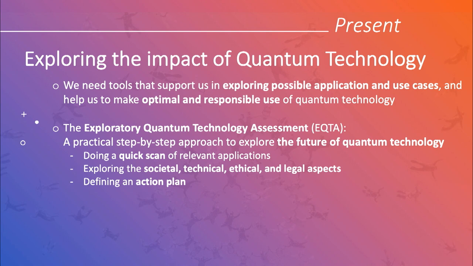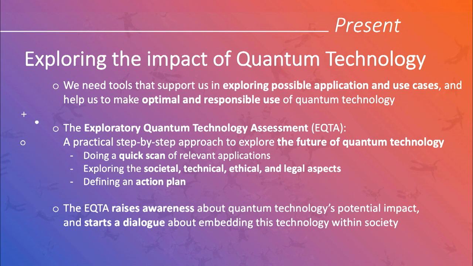And the goal of this tool is actually twofold. So first is raising awareness about the potential impact of quantum technology on your organization, and also starting a dialogue about embedding these technologies within practice. The ECTA is not a roadmap for developing a successful quantum application. It is also not a test to test whether your application is responsible, but rather the steps in this tool assist you in exploring the potential impact of quantum technology on your organization. And what we need to guide this technology for responsible and successful use. So in that sense, it is a precursor or a first tentative step towards quantum technology impact assessment tools by the time that we have real-world applications with real-world impacts.